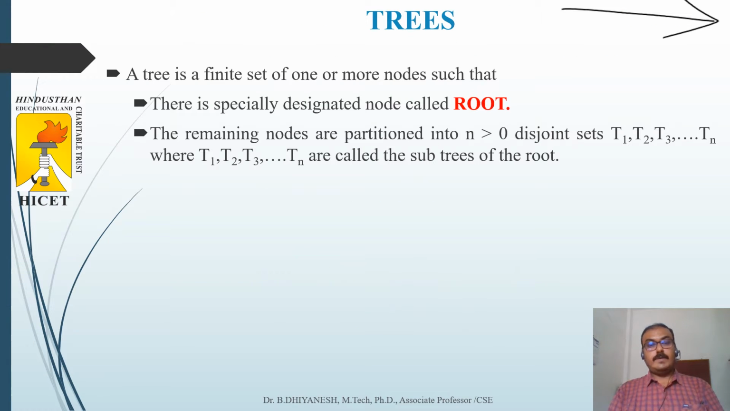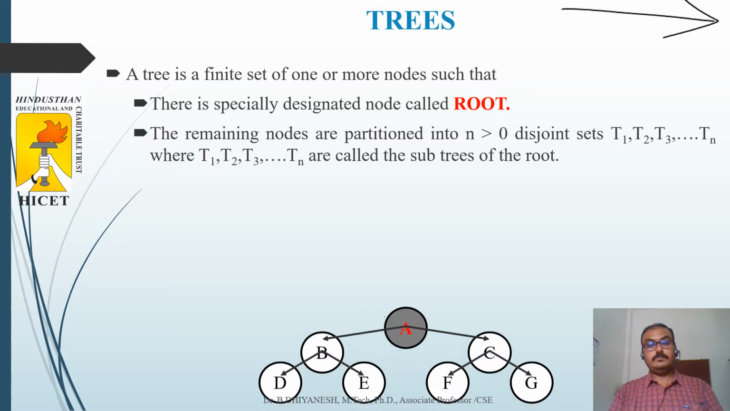I'm going to take an important topic in data structure, trees. A tree is a finite set of one or more nodes such that there is a specially designated node called the root. The remaining nodes are partitioned into n greater than 0 disjoint sets T1, T2, up to Tn, where T1, T2, Tn are called subtrees of the root.